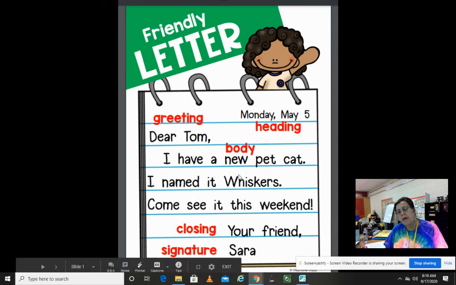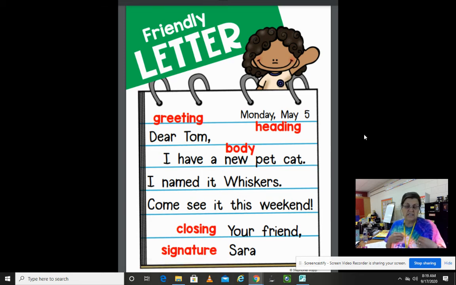So I have a new pet cat. I named it Whiskers. Come see it this weekend. Now that's not really talking about how friends depend on each other. So I really want you to try to think about our theme in our reading and our Wonders series, and try to write a letter that has to do with being kind and showing friendship.